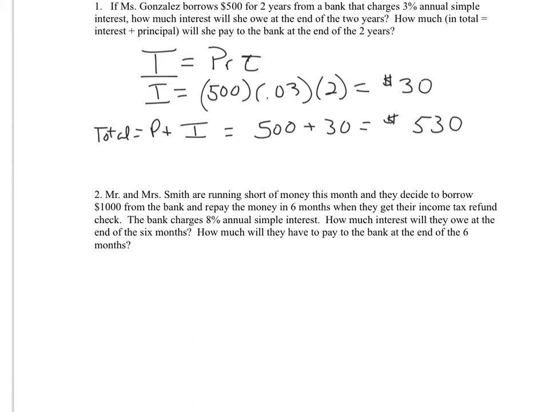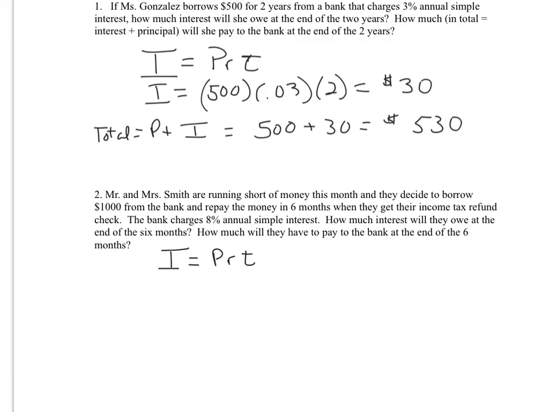Next example. Mr. and Miss Smith are running short of money this month. They decide to borrow $1,000 from the bank and repay the money in 6 months when they get their income tax refund check. The bank charges 8% annual simple interest. How much interest will they owe at the end of the 6 months, and how much will they have to pay? So it's the same process.